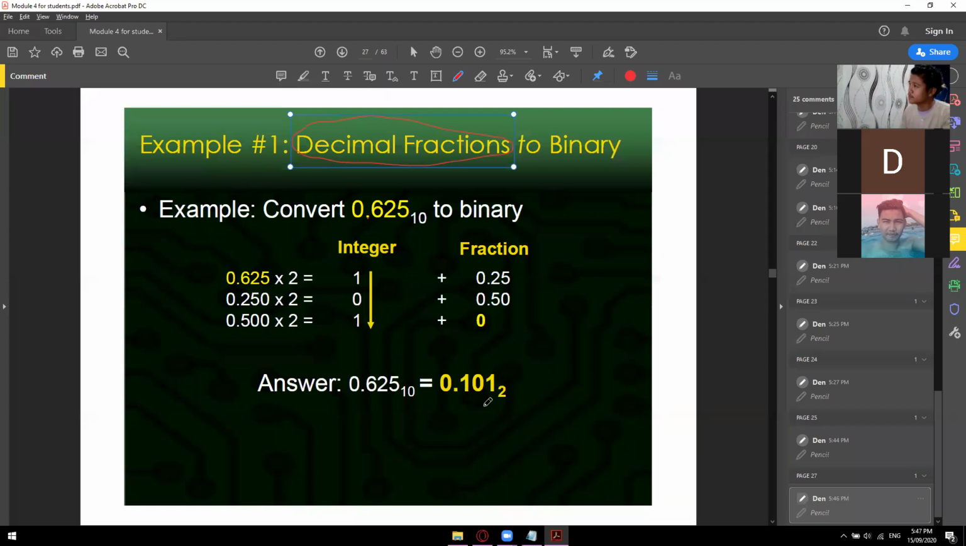Okay, so I'll give you guys 30 seconds to 1 minute to analyze kung paano ba nangyari yun, kung bakit or paano nakuha yung 0.101. So again, do not forget to put the base 2.